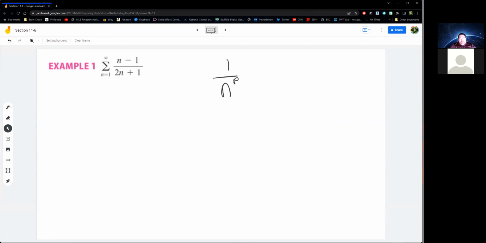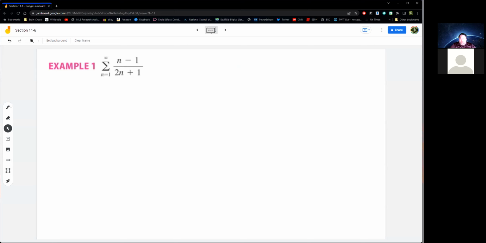And in this case, I have an n on the top too. So a P series has got to be something in that setup right there, and I don't think I can make this that setup. And it's not raised to the n power, so we know it's not a geometric series. So we're not going to be able to do 1, 2, or 3. So the next thing would be the test for divergence.